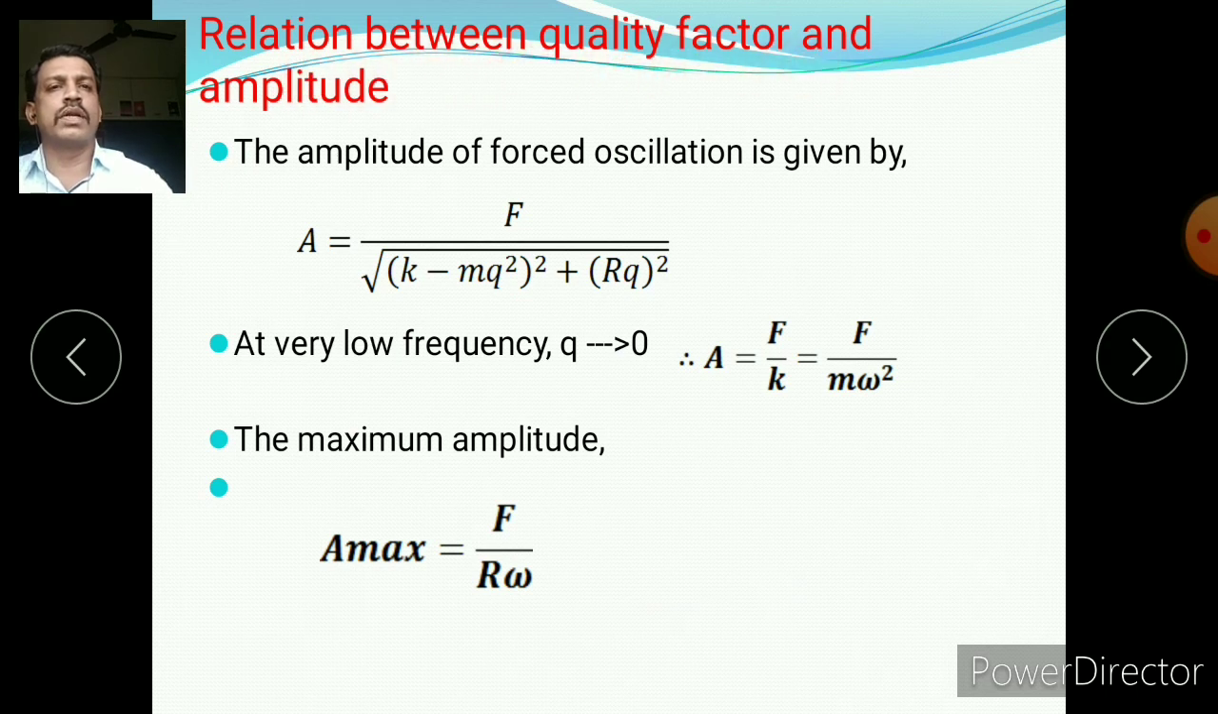Relation between quality factor and amplitude. The amplitude of forced oscillation is given by A equal to F upon under root (k minus m q squared) whole squared plus r squared q squared. At low frequency, that is q tends to 0, A equal to F upon k, means this m q squared term and this q term will become 0 as q tends to 0. Therefore F upon under root k squared, that is F by k, equal to F upon m omega squared. The maximum amplitude, that is A max equal to F upon r omega.